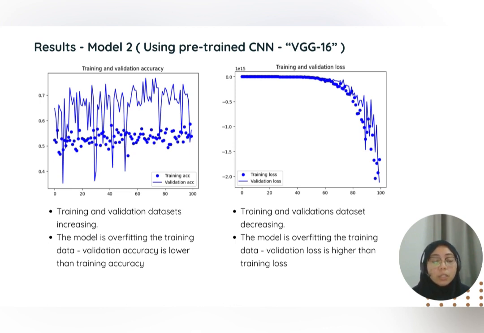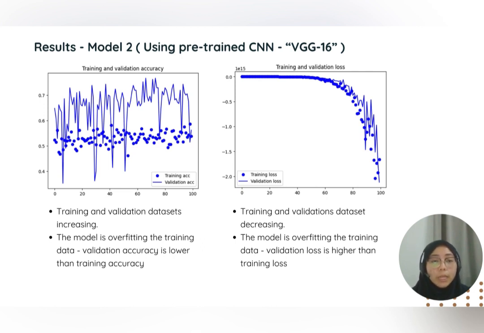So the accuracy graph on the left side shows an increasing trend for both training and validation data sets, which means that the model is improving its prediction. However, since the validation accuracy is consistently lower than the training accuracy, it indicates that the model is overfitting the training data and not performing well on the new data.